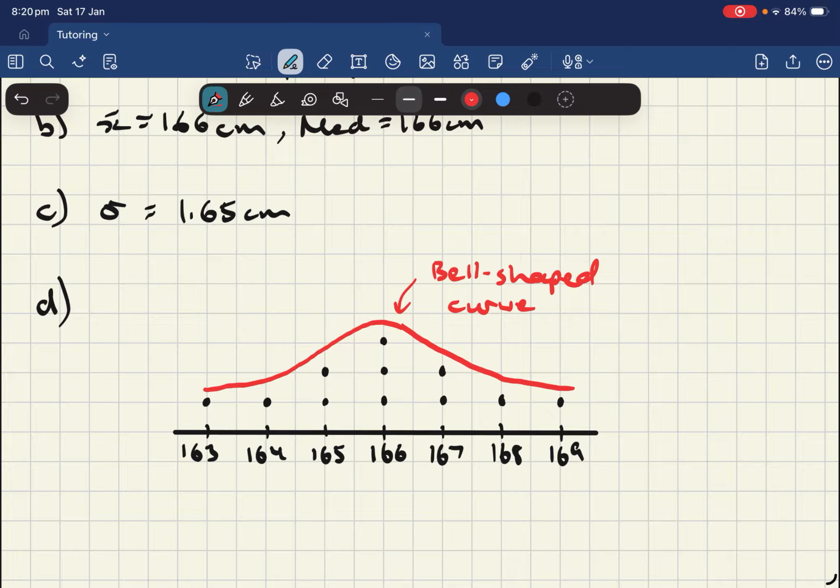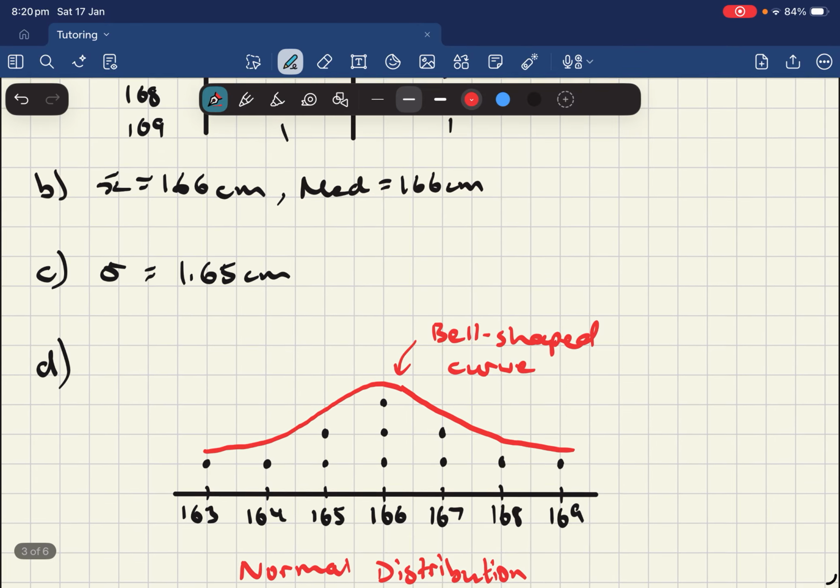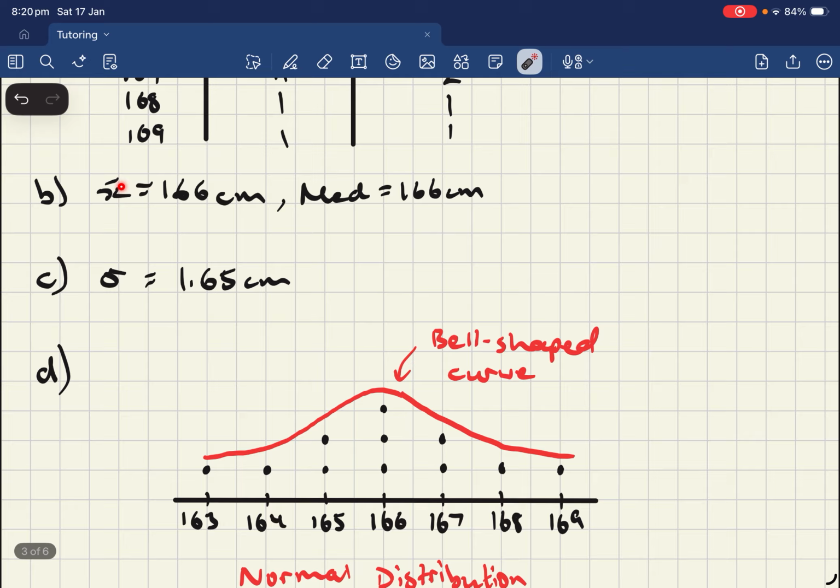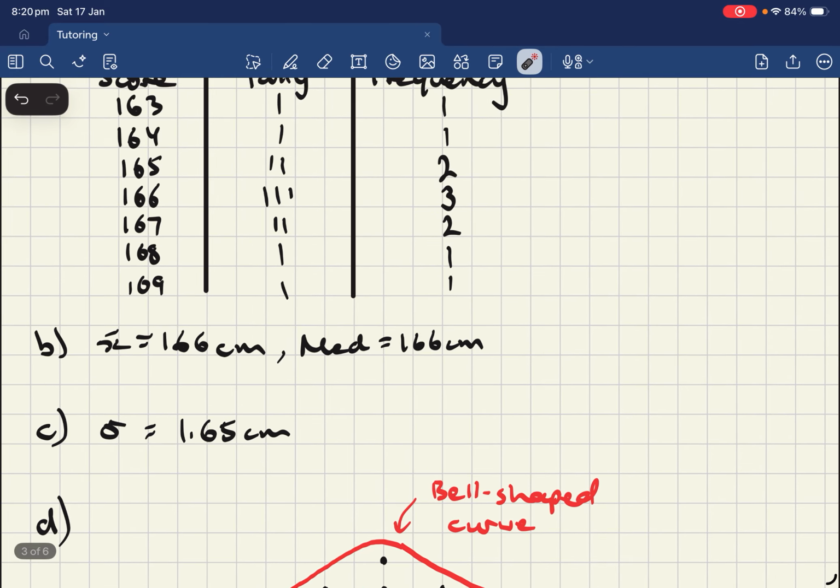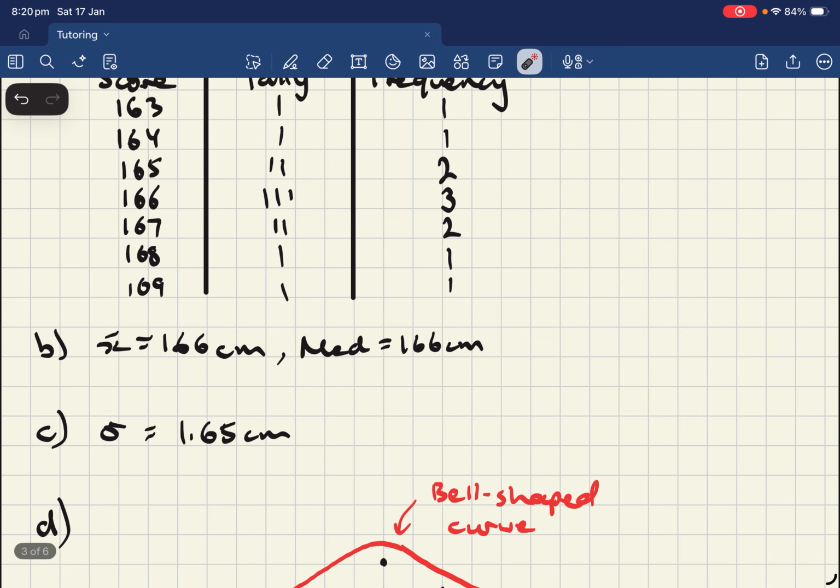And we got this because we already knew that this was a normal distribution. Why did we know this was a normal distribution? Well, for that reason we said before. The mean, the median, and the mode were all the same. But this is how we can graph up our data.